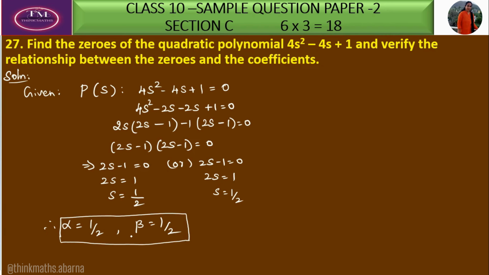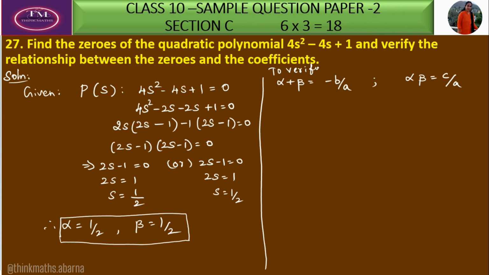Okay, so we got the roots. Next, what we have to do? We have to verify the relationship. So what is the relationship? It is nothing but alpha plus beta is equal to minus b by a. And another relation is alpha beta is equal to c by a. So this we have to verify. Okay, so what is given here? It is given 4s square minus 4s plus 1. So this is the quadratic equation. What is its general form? Ax square plus bx plus c. This is the general form.